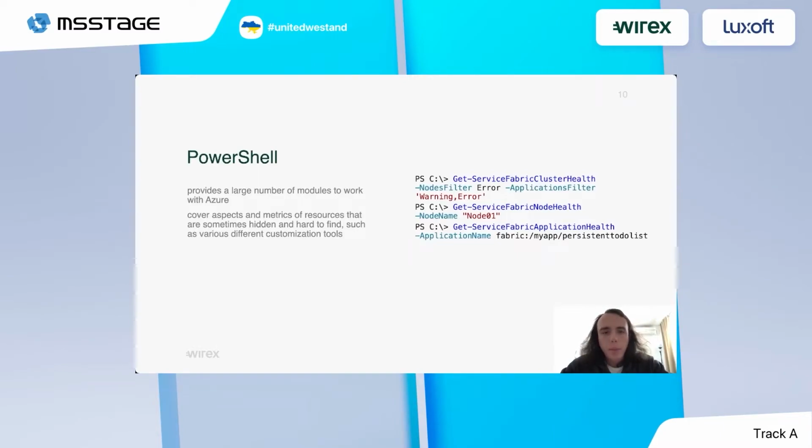PowerShell. In general, PowerShell provides a large number of modules to work with Azure. In our case, it gives us the option to cover aspects and metrics of the resources that are sometimes hidden or hard to find, such as various customization tools.